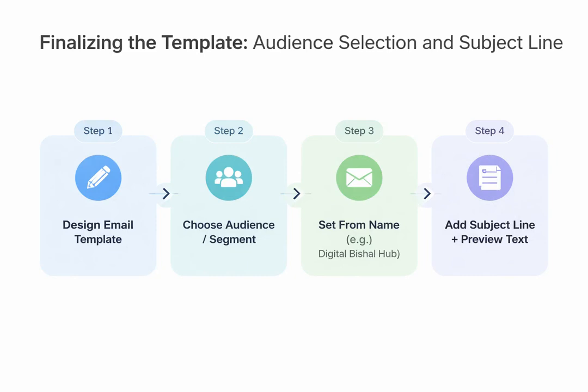Once your email design is complete, you move through the final setup steps. First, you choose your audience. Who is this email going to? Even if you haven't built a full audience list yet, you can create one directly from the screen. Then you confirm the from name, the name subscribers will see as the sender, like Digital Bashal Hub. Finally, you click Continue and set your subject line and preview text.